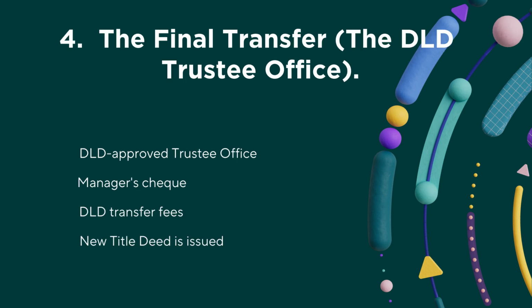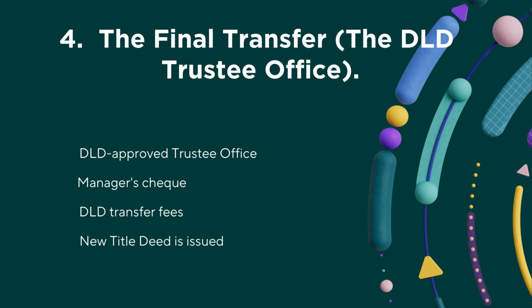Fourth, the final transfer, the DLD trustee office. This is the settlement and legal transfer day. Location. Both you, the seller, and the buyer, or your officially appointed representatives, like me if you give me a power of attorney, meet at a DLD approved trustee office. The checks. The buyer hands over the final balance payment, usually in the form of a manager's check.